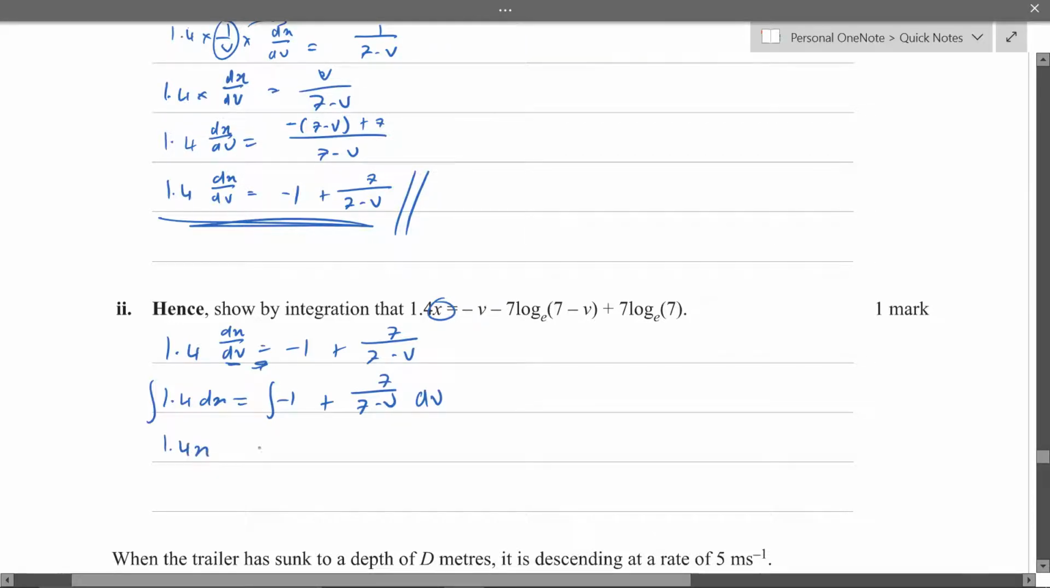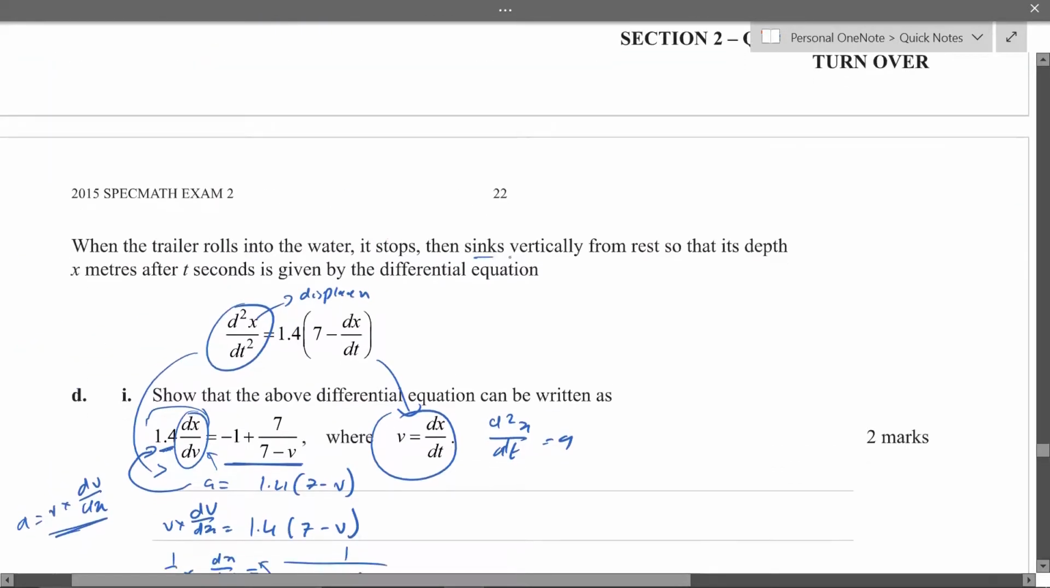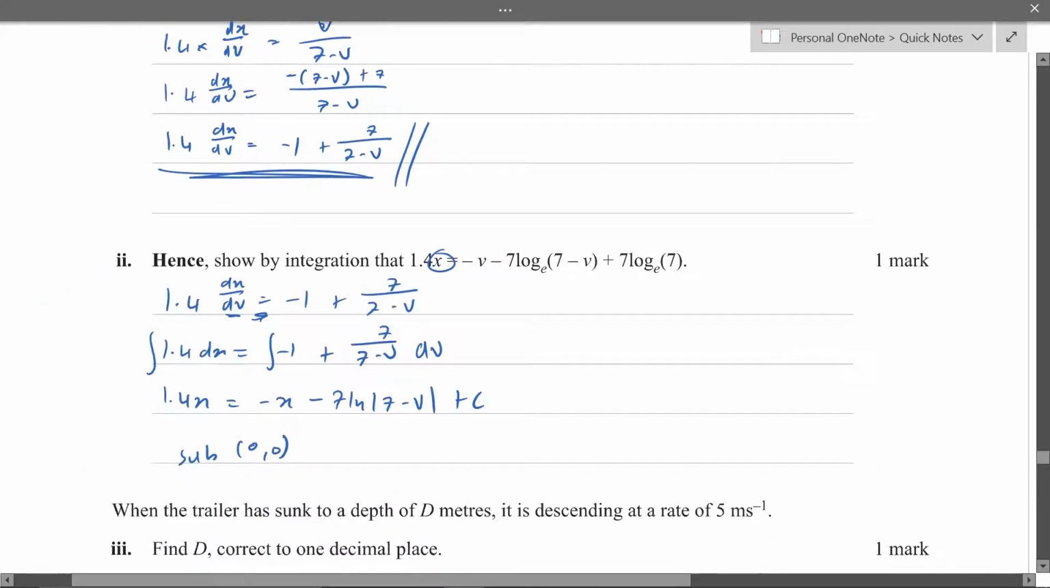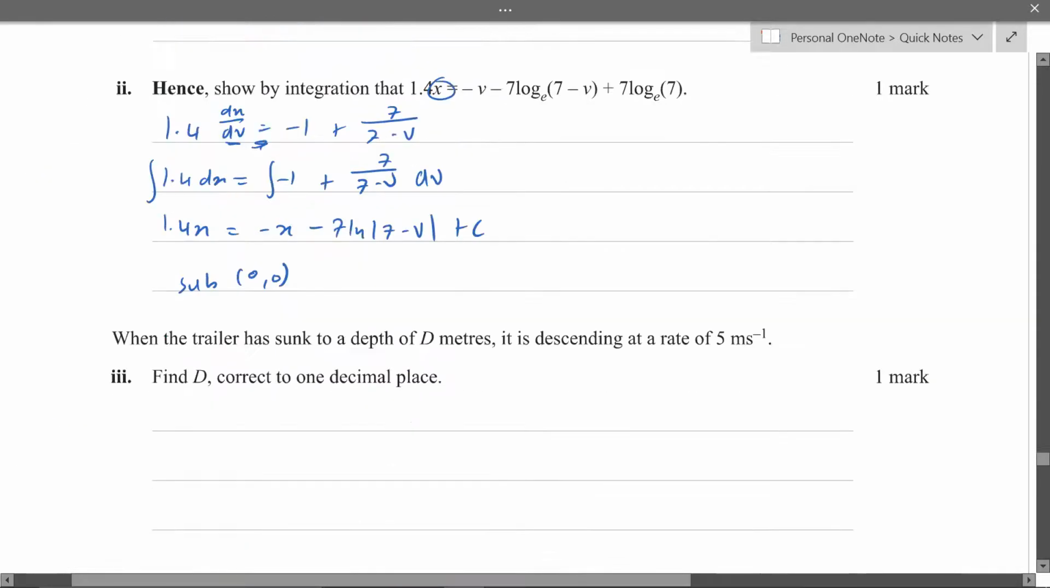So this is just 1.4x equals -x, and we know this is the log, and plus c, and then you can sub 0, 0 because it says sinks vertically from rest. So when x is 0, so displacement from where it's here and it's sinking into the water, x is 0, and v is also 0 because it's from rest. So that's why it's from 0, 0.